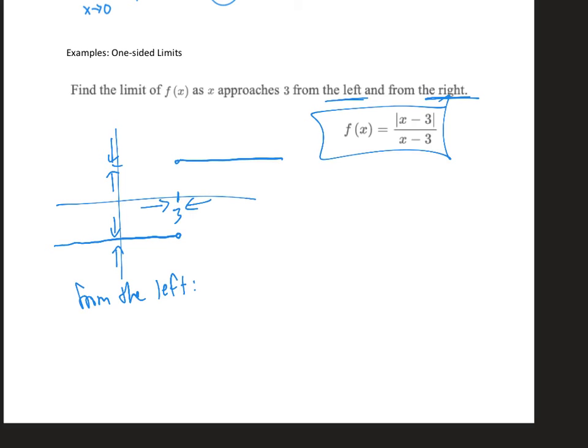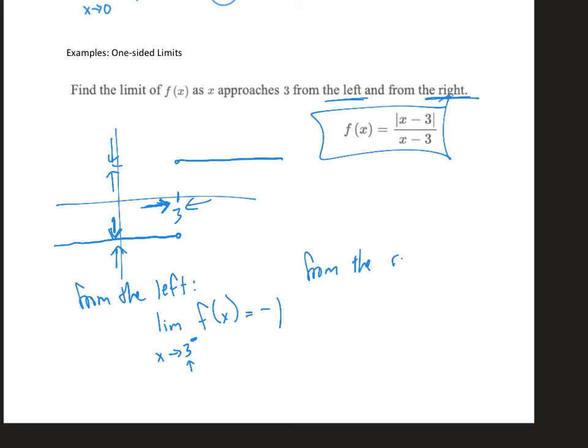So from the left, that notation looks like this. The limit of, we'll just call it f of x, as x approaches 3 from the left. Now that superscript of a minus sign means that we're approaching this target value from the left side. So a negative means from the left. So from the left side of 3, as I approach the x value of 3 from the left, I'm approaching a y value of -1.